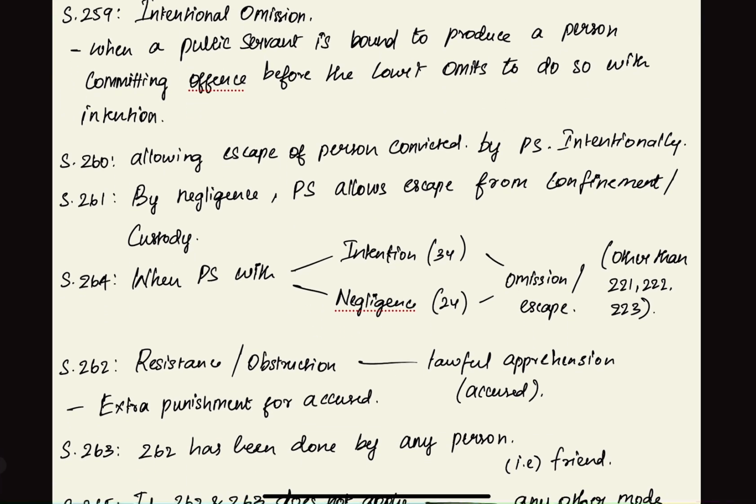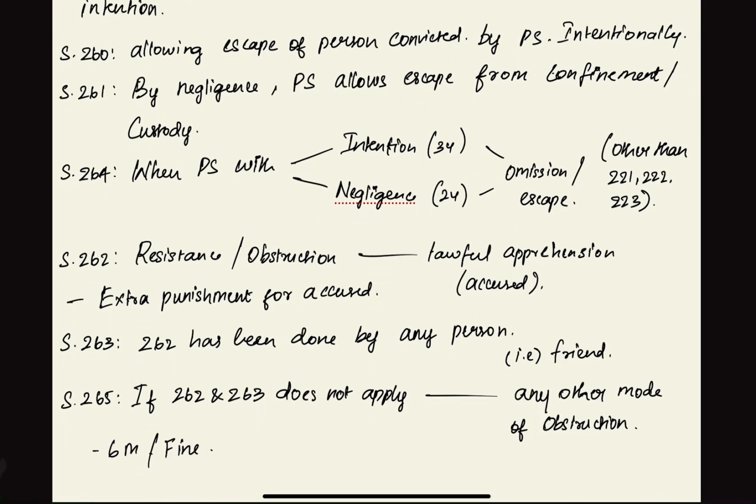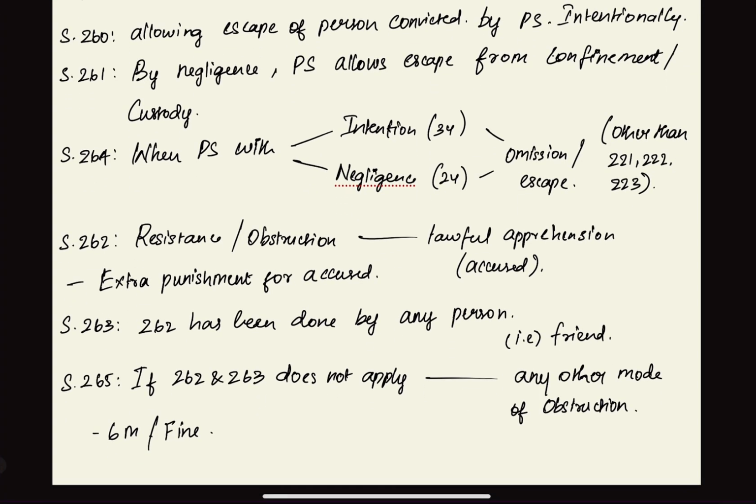And section 260 deals with allowing person to escape. The person has been convicted for an offense and allowing such persons to escape, and this is done by public servants intentionally, so they shall be held liable under the section 260. Section 261 deals with when public servants allow the persons convicted or the persons confined or in custody to escape by way of negligence, then they shall also be liable under section 261.